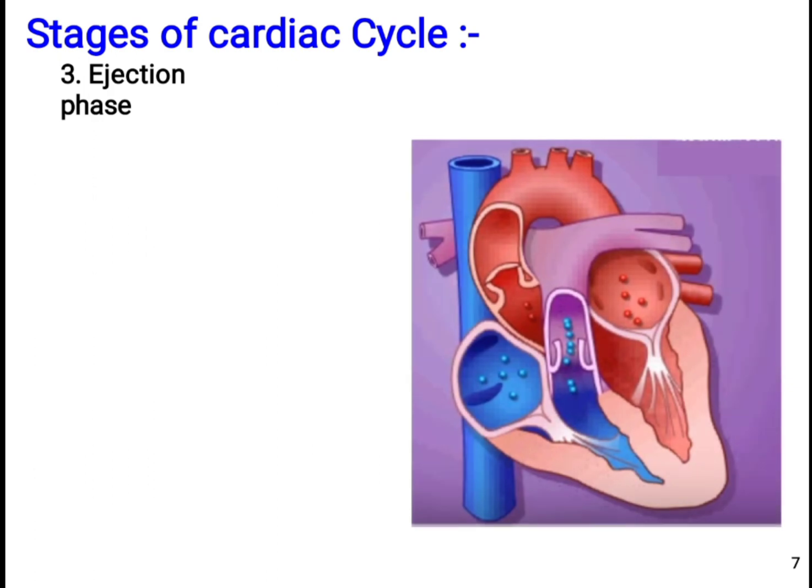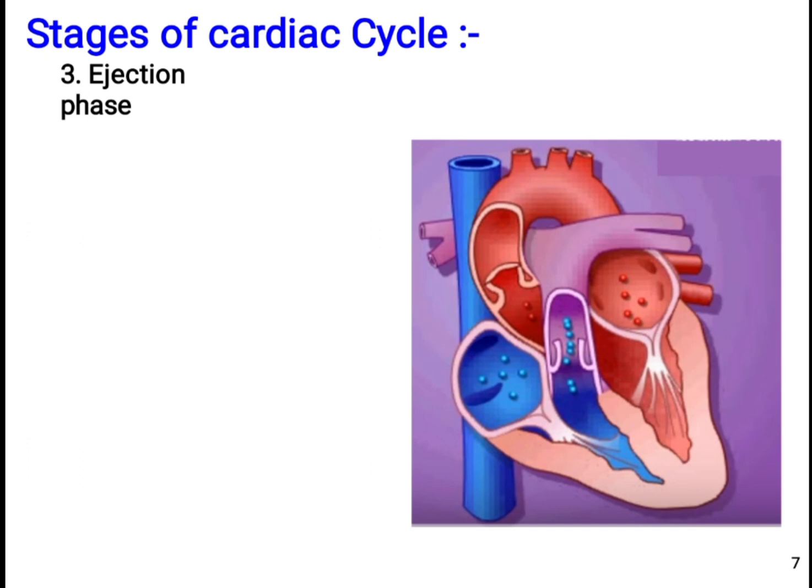Now we look at our next step, number 3, which is called the ejection phase. Sometimes it is known as the mid to late ventricular systole. Some books call it the mid to late ventricular systole, and in some books you'll find it called the ventricular ejection phase. During this phase, we see the ventricles ejecting blood into the aorta from the left ventricle and into the pulmonary artery from the right ventricle.